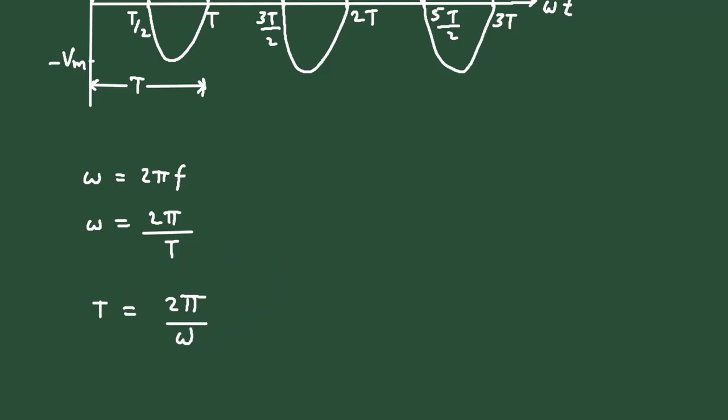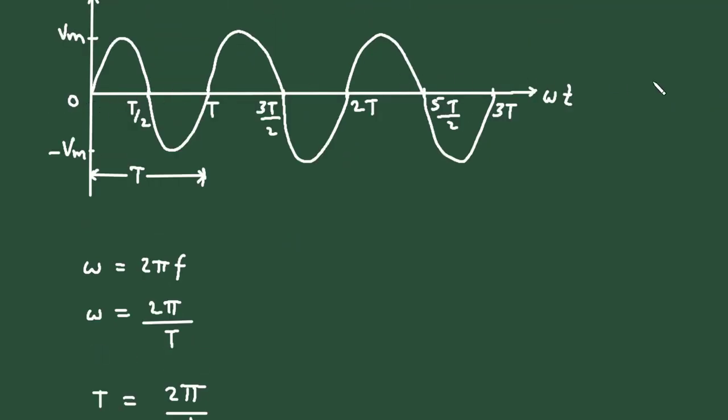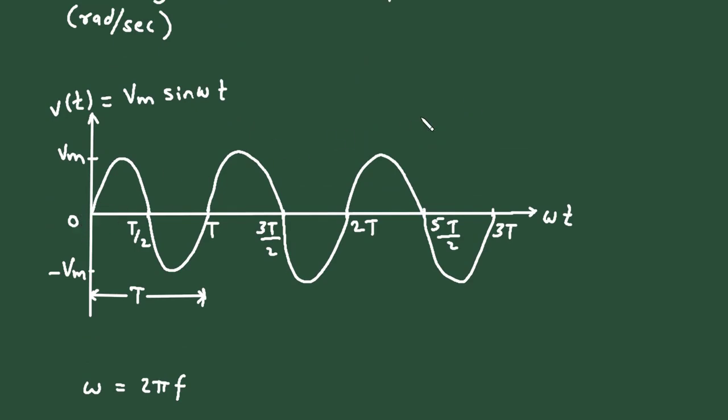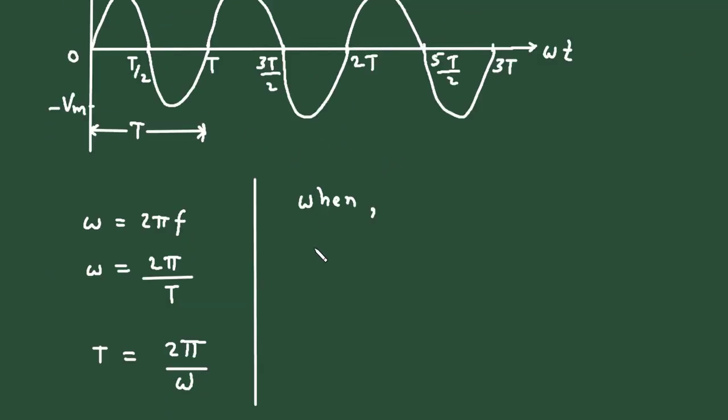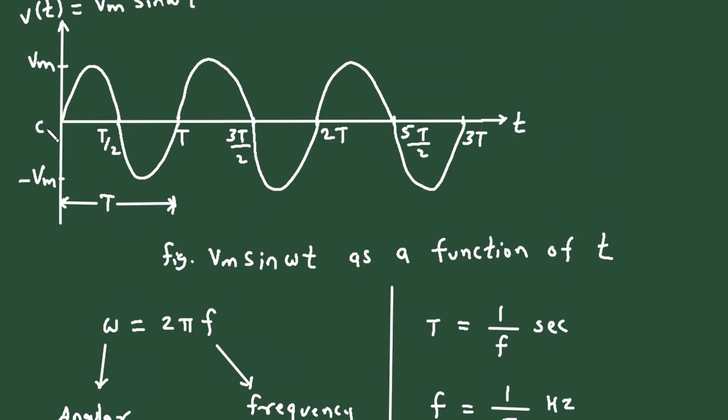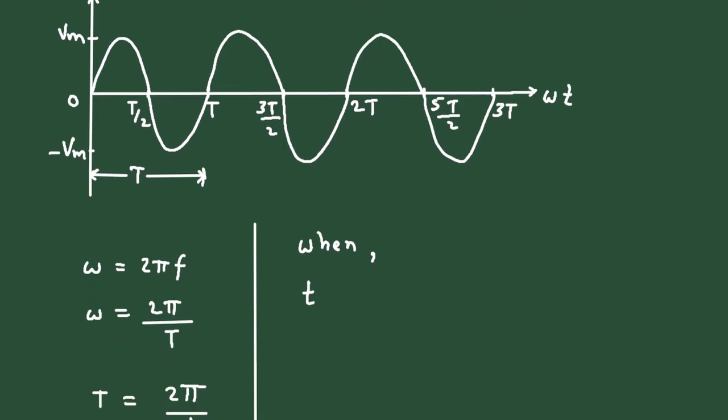So we can replace, when we put t is equal to 0, this will be 0. When t is equal to 0, this implies omega t is equal to, the value of omega is 2 pi by T multiplied by this t, which will be 0, so omega t is equal to 0.